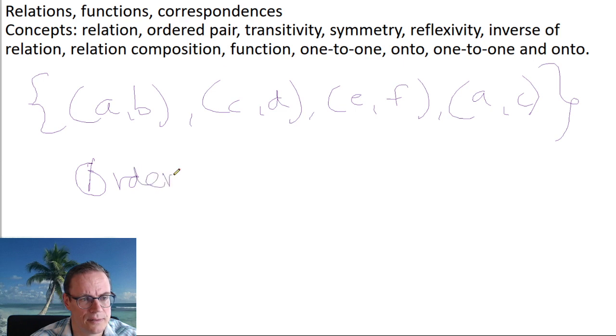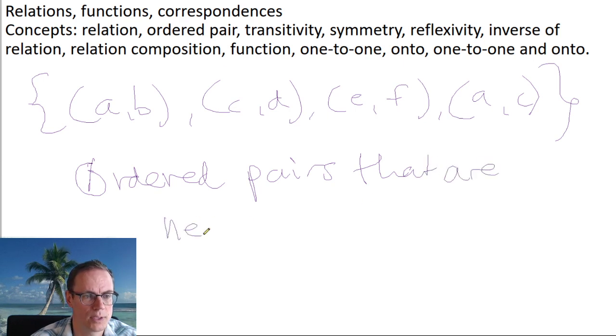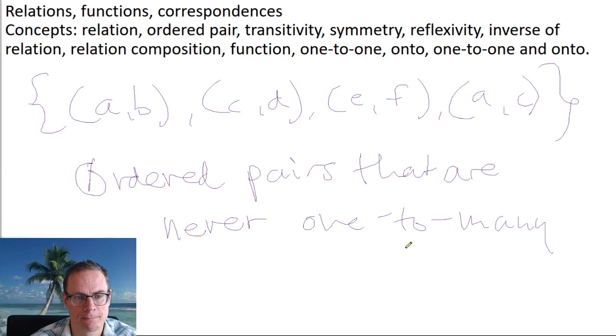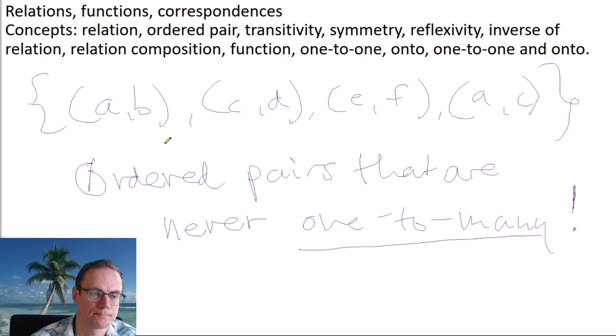ordered pairs that are never one too many. That are never one too many. Now, what does that word mean? One too many. Well, here I drew a set of ordered pairs. A, B, C, D, E, F, and AC. Now, as you can see, A is related to B, but A is also related to C.